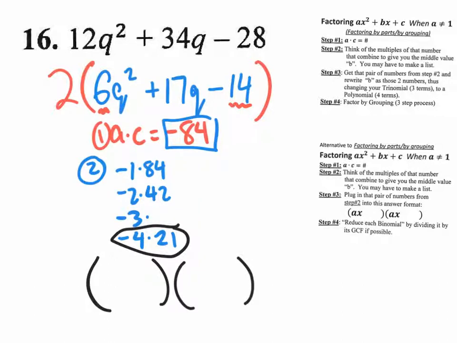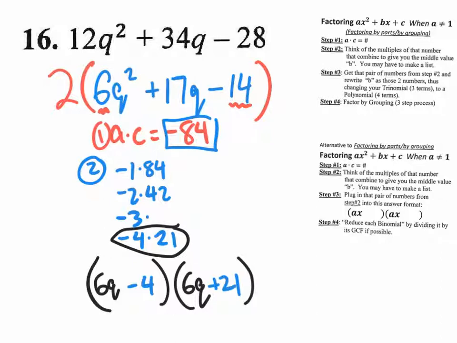The shortcut method says to do your parentheses with the a and the variable. A variable and another a and a variable. So my a value is 6, and we're talking about q's here. So I want to put a 6q and a 6q. And then I take that pair of numbers and plug them in. So a negative 4 goes right there and a plus 21 goes right there.